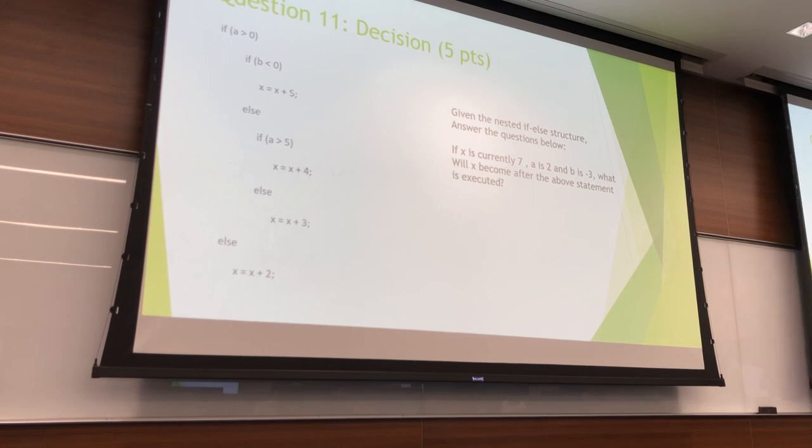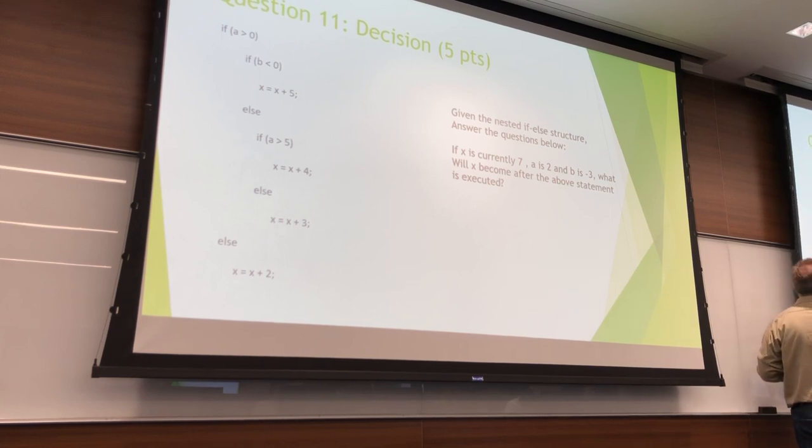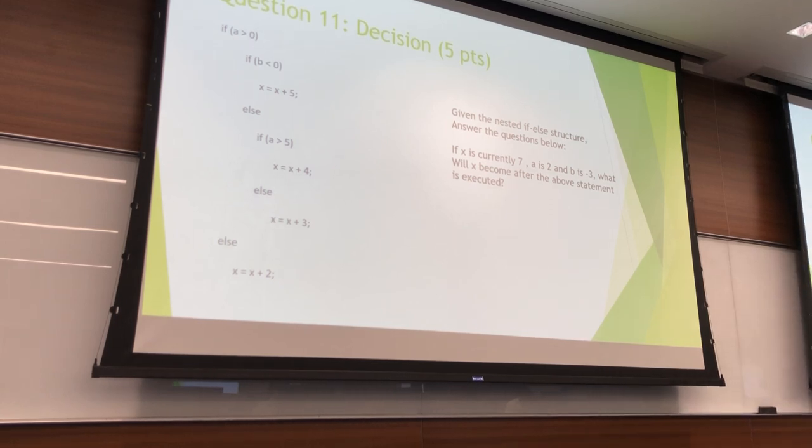So, we start with, is a greater than 0? Yes, it is. So that means that we're going to throw this out. We're not going to do this no matter what, right? But we enter this more complicated if. So the next question is, is b less than 0? Yes, it is. So that means that we throw all this out, right? X equals x plus 5. Well, what's 7 plus 5? It's 12. So the answer is 12. Everybody agree?